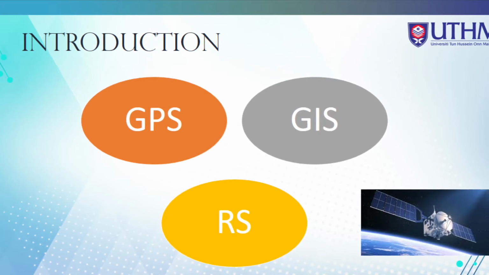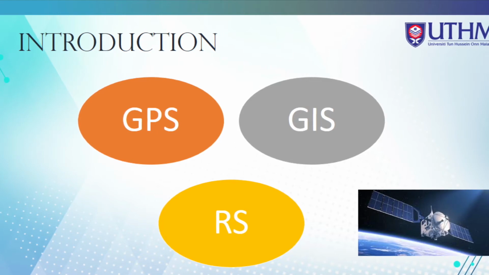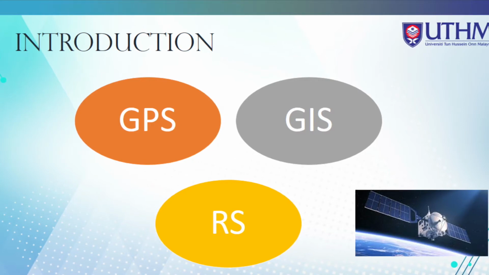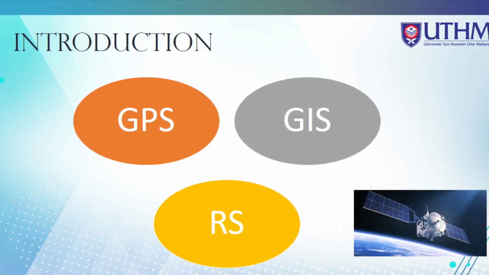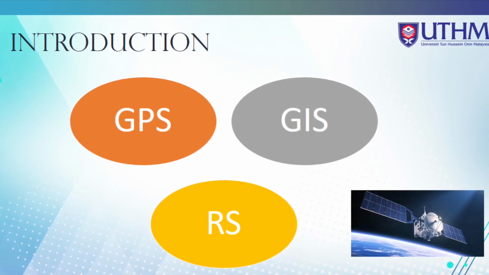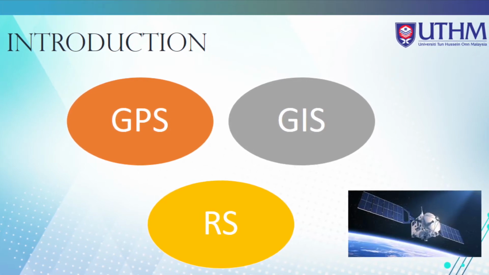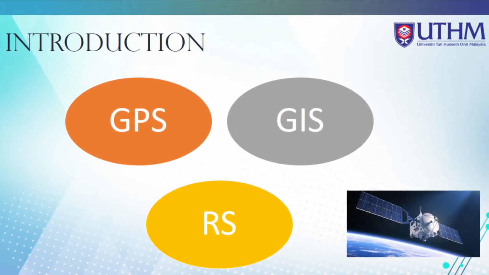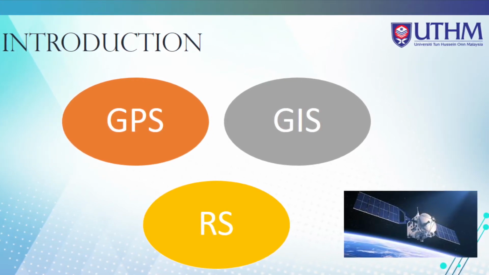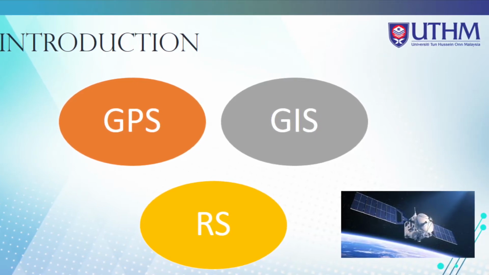Next, what is remote sensing? Remote sensing is the science of acquiring information about a surface without actually being in contact with it. This is done by sensing and recording reflected or emitted energy, and processing, analyzing and applying that information. And lastly is GIS. GIS is a geographic information system that incorporates hardware, software, and data for capturing, managing, analyzing, and displaying all forms of geographically referenced information.